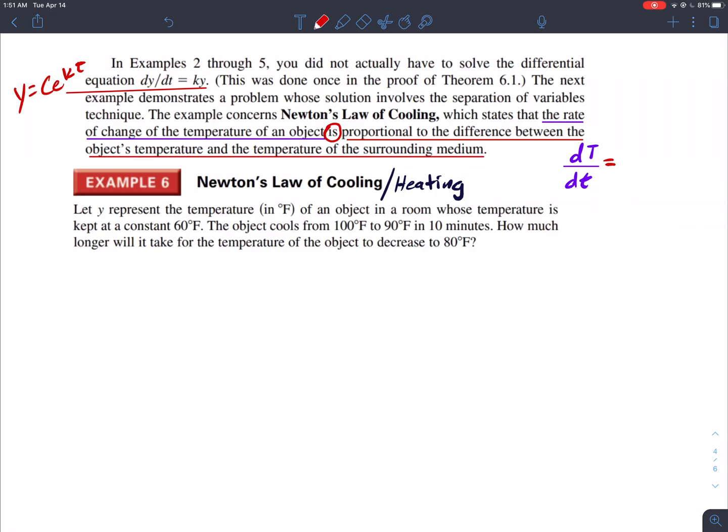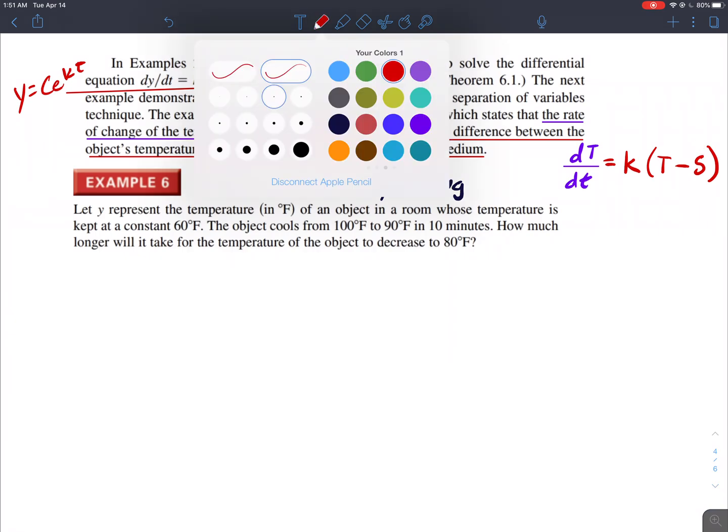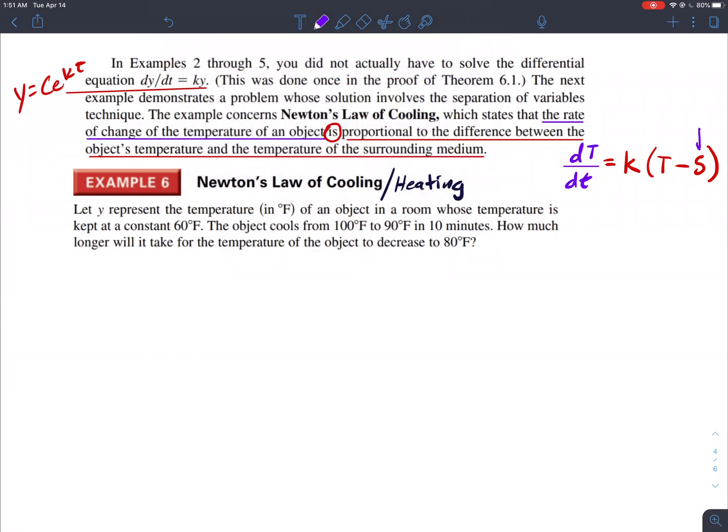Okay, so that is my equal sign. Proportional to, I need a constant of proportionality. Proportional to what? The difference between the temperature of the object and the temperature of the surrounding medium. We call that capital S, or the room temperature, or if it's in an oven, the oven temperature. If it's in a refrigerator, the refrigerator temperature. It's important to note, again, S is the temperature of the surrounding medium.